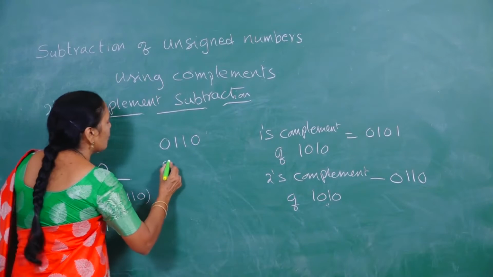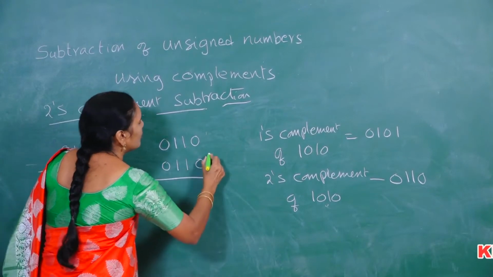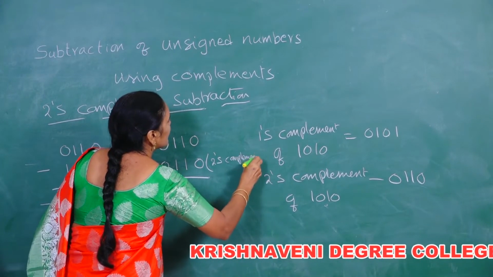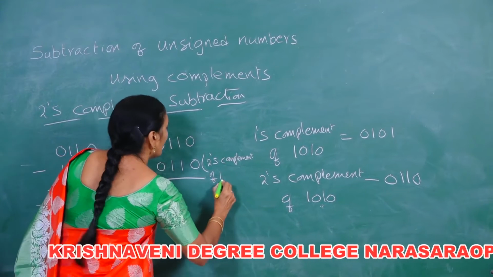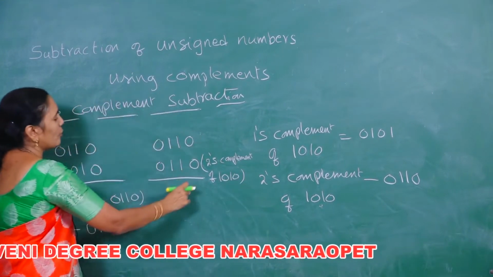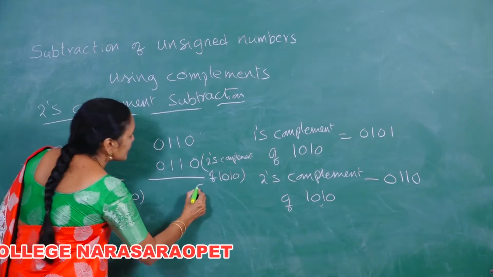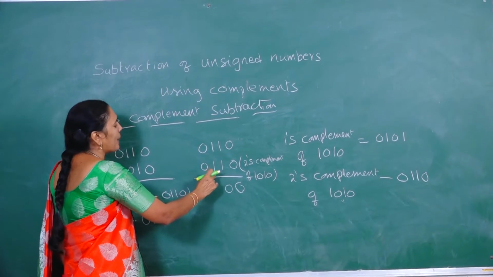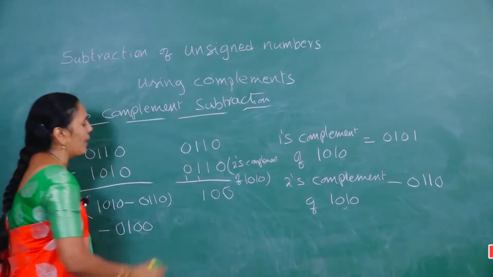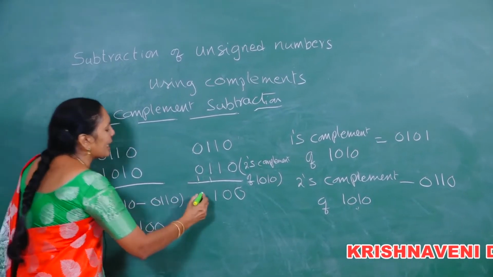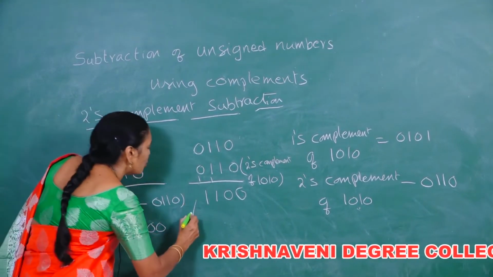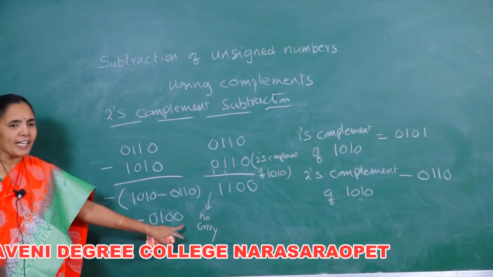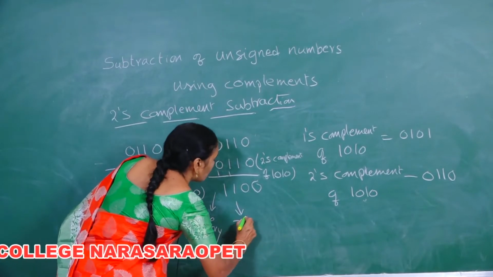Now add this 0110, which is nothing but 2's complement of 1010. So, do the direct addition. 0 plus 0 is 0, 1 plus 1 is 0 with a carry of 1, 1 plus 1 plus 1 is 1 with a carry of 1. 0 plus 0 plus 1 is 1. Here there is no carry, which indicates that the answer is negative.